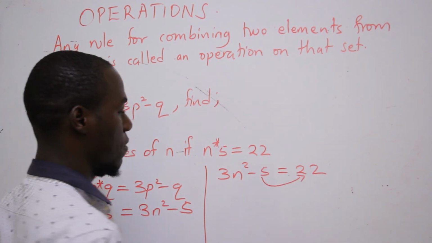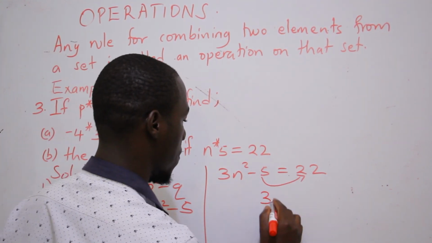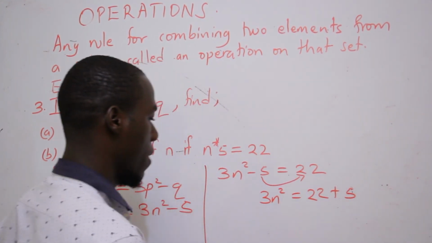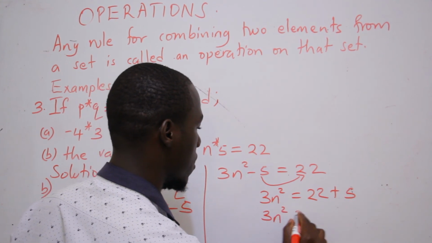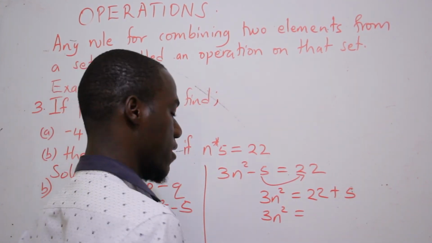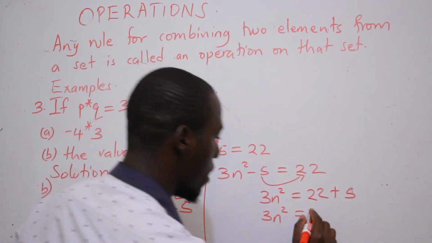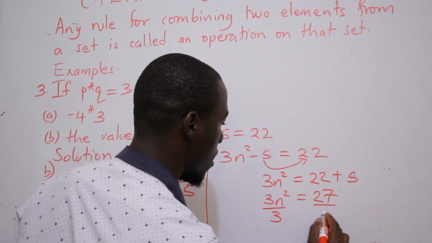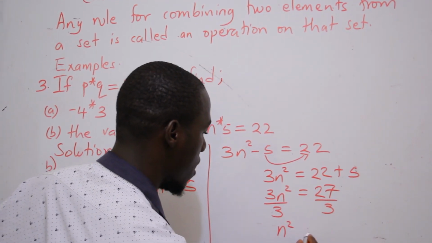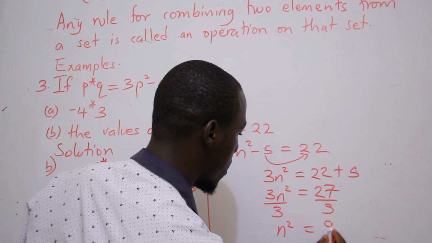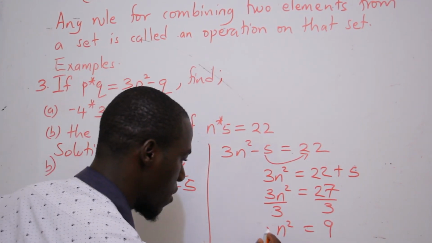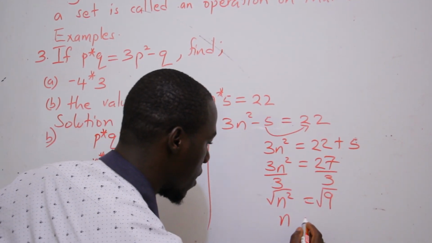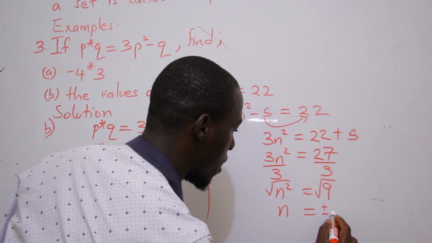Then I take the negative 5 to the other side. I have 3n squared is equivalent to 22 plus 5. Then 3n squared is equal to, when I add the other side, 22 plus 5, 27. Then I divide both sides by 3. So I get n squared as 9. Then I take the square root of both sides. Then finally I get my n value as positive or negative 3.